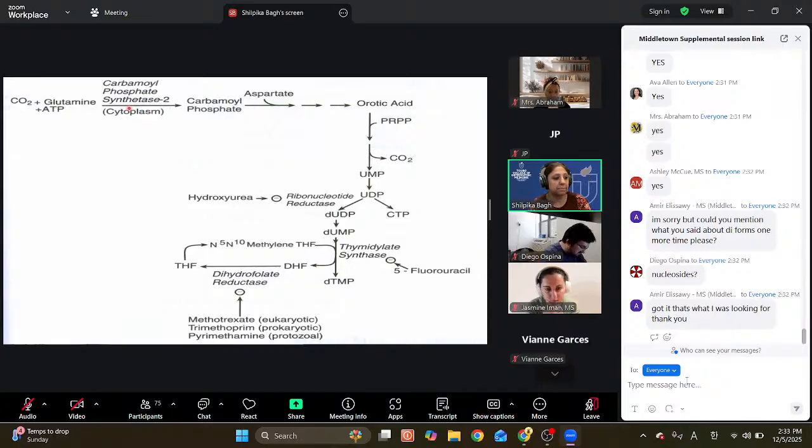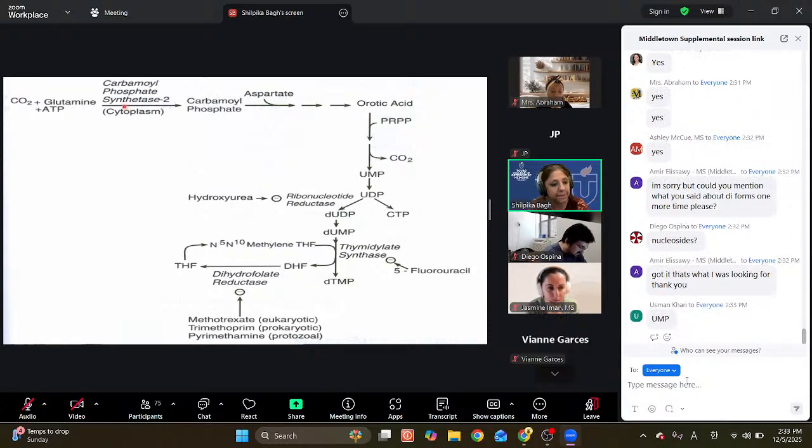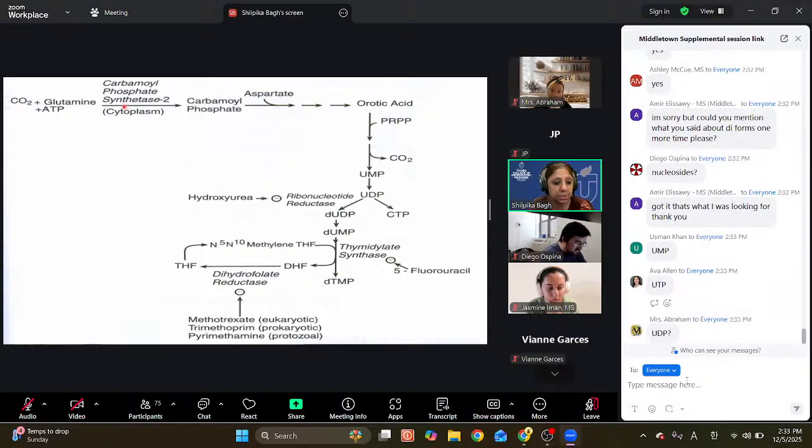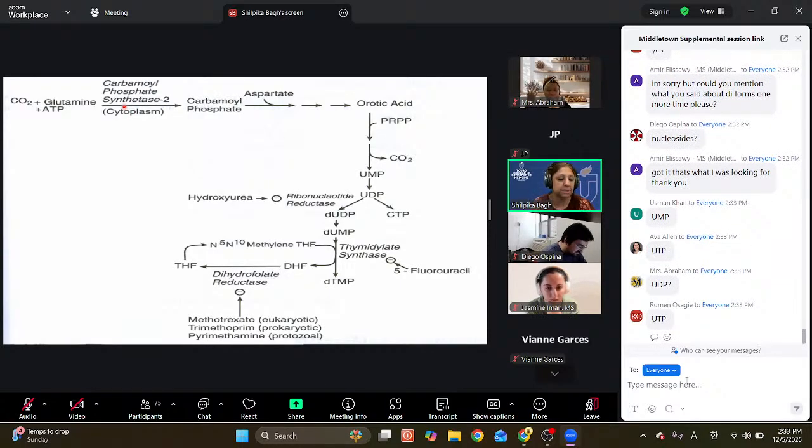So give me the inhibitors of CPS2. Who's the ultimate inhibitor? Any product can inhibit, but UTP is the ultimate inhibitor. CTP can also inhibit. Any product can inhibit, but some are very strong inhibitors. So UTP and CTP, right?